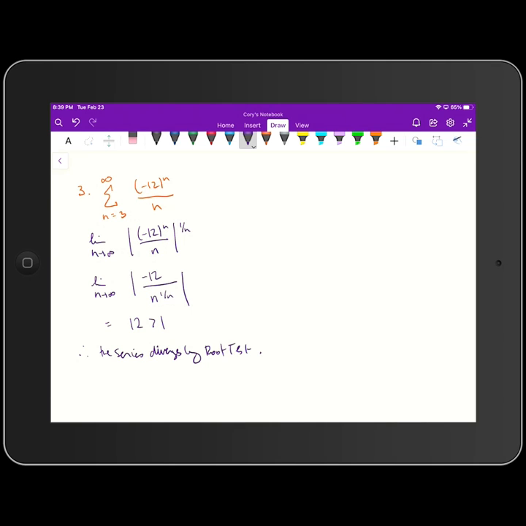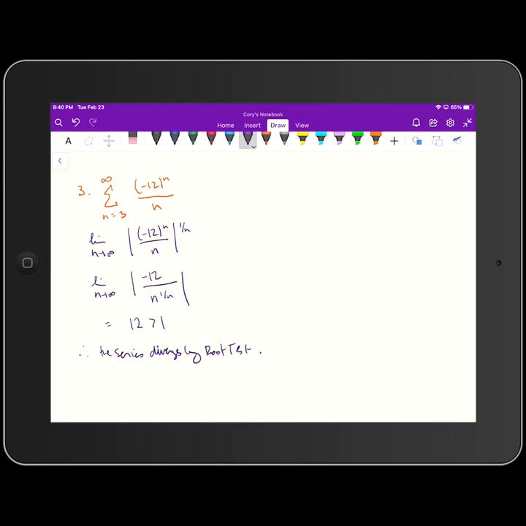Again, the conclusion of the root test is exactly the same as the ratio test. It's just the way we conduct the ratio test and the root test that is different. All right, so that's it. That is our last series test.